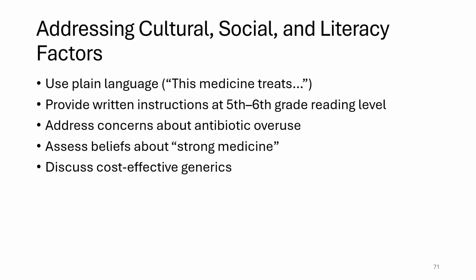You need to address concerns about antibiotic overuse. Some patients worry that antibiotics are harmful or unnecessary, so you want to make sure to explain why the medication is needed in a specific situation, and why finishing the course matters. Assess beliefs about strong medicine. So some patients believe stronger medicine works faster or is always better. This is a good opportunity to explain that we choose the right medicine based on the infection we are treating, not strength alone. And then always try to discuss cost effectiveness. So let patients know that generic medications work the same as brand name medications, but typically cost less. This can reduce some of their financial stress and improve adherence.